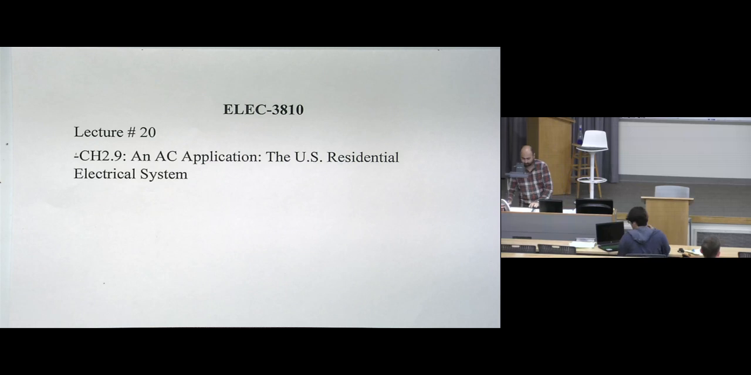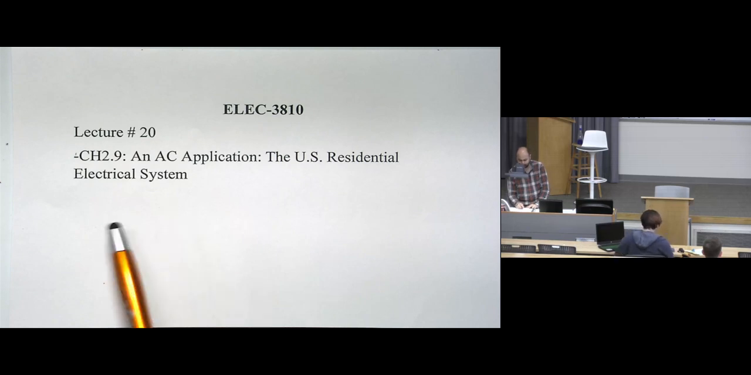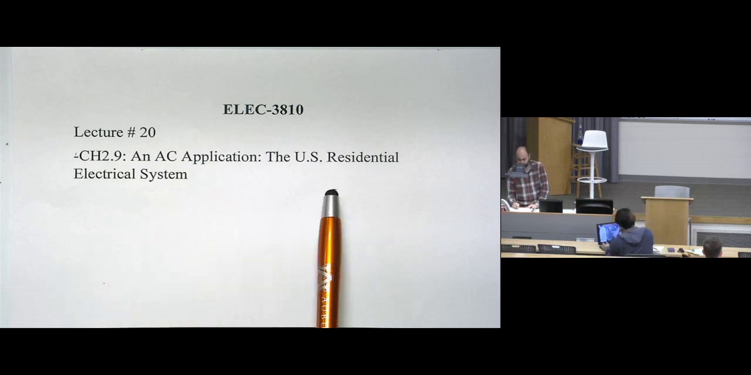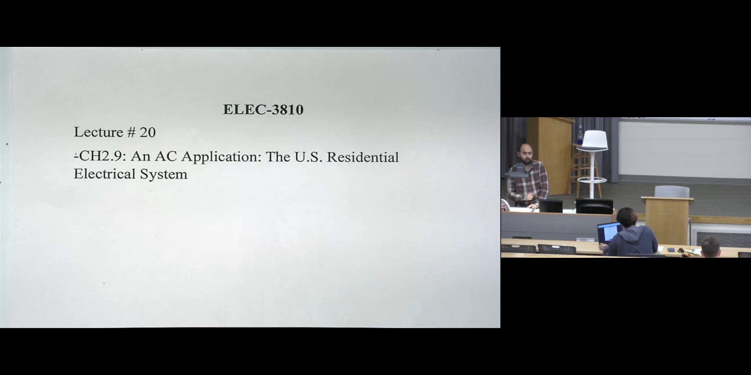Good morning. In today's lecture, we will discuss one of the applications of AC systems, which is the U.S. residential electrical system. The electrical system, as far as we know, is AC, 120 volts, 60 hertz. And some of you might have heard that there is another voltage, which is 240.